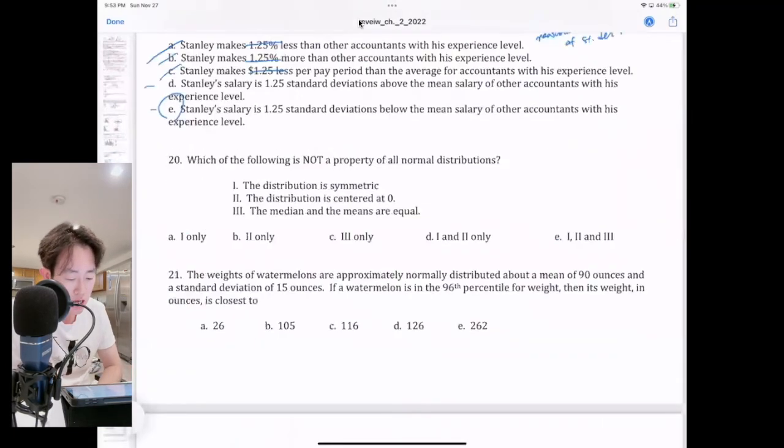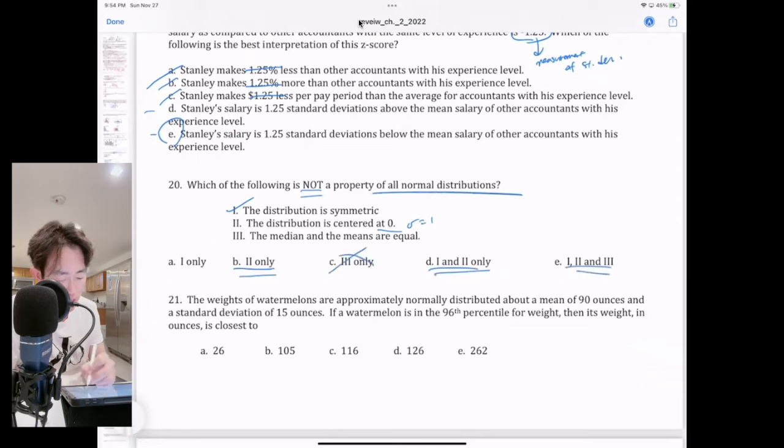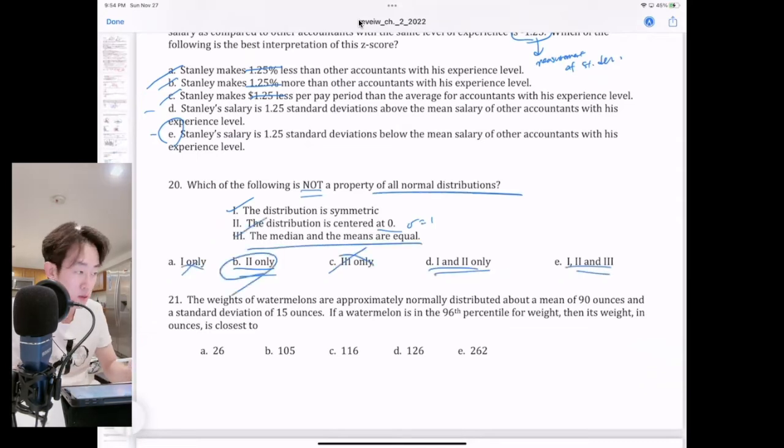Which of the following is not a property of normal distributions? The distribution is symmetric. Well, we're talking about not, so that is definitely going to be true for this one. The distribution is centered at 0, not all the time. The standard one is always at 0 with the standard deviation of 1, of course, but that is not a property of all distributions, so 2 has to be part of it. The mean and the medians are equal? Yes, absolutely. So the answer here should be B, because we're looking for the one that's not.